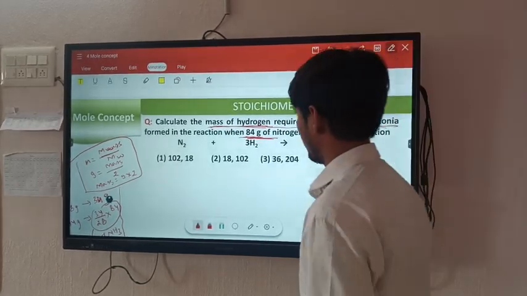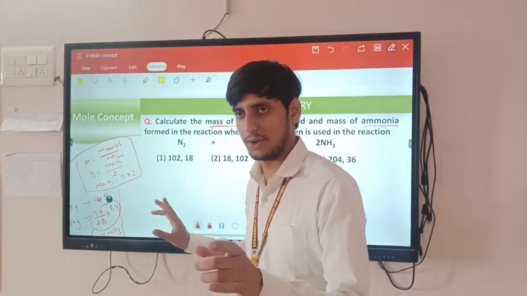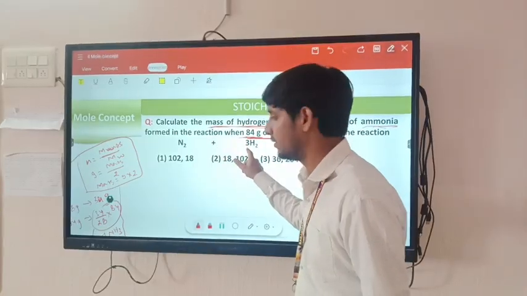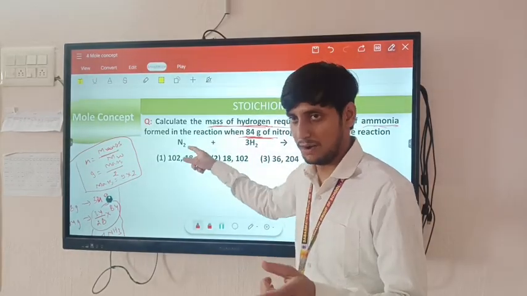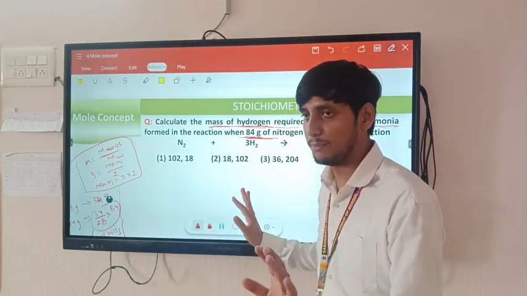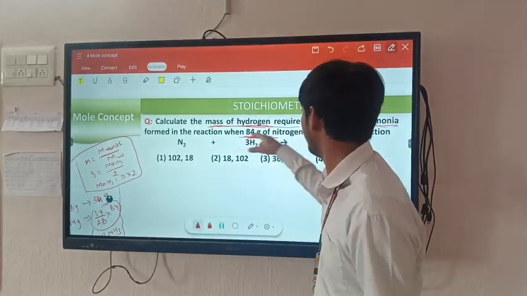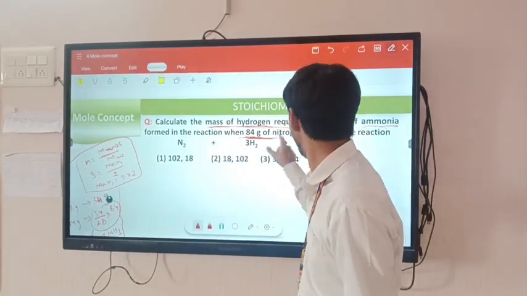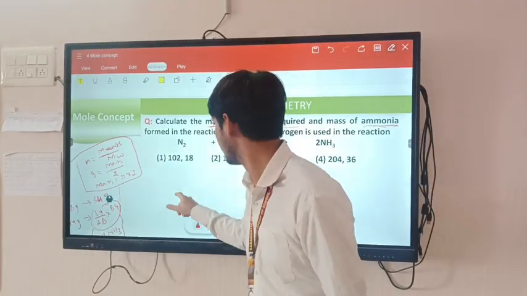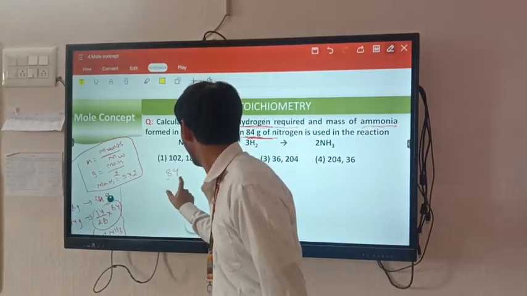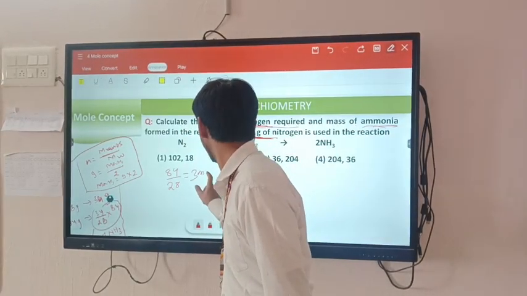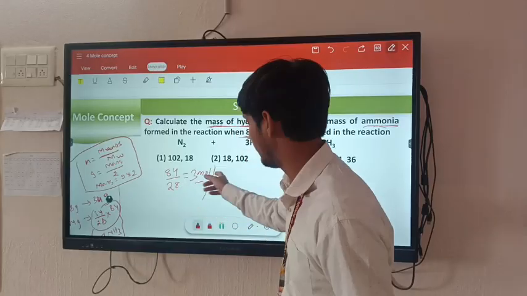Okay, now listen. First, in the balanced chemical equation, 1 mole N2 requires 3 mole hydrogen. 1 mole N2 reacts with 3 mole of H2 to give 2 mole of ammonia. And now, what data do they give? Nitrogen weight 84 gram. 84 divided by 28, the molar weight of nitrogen, is 3 mole, right?